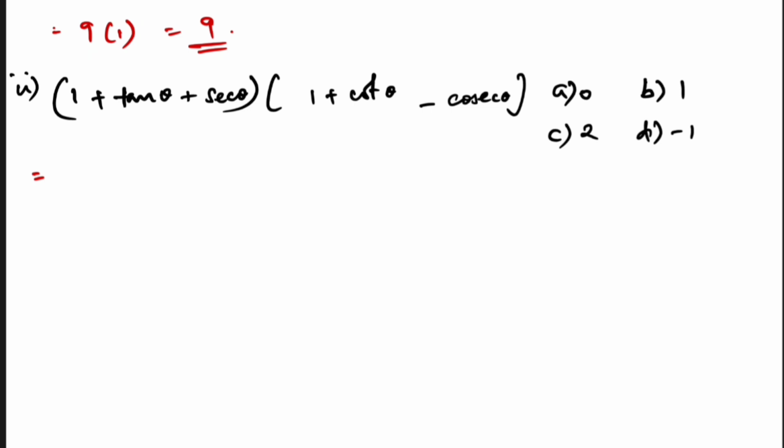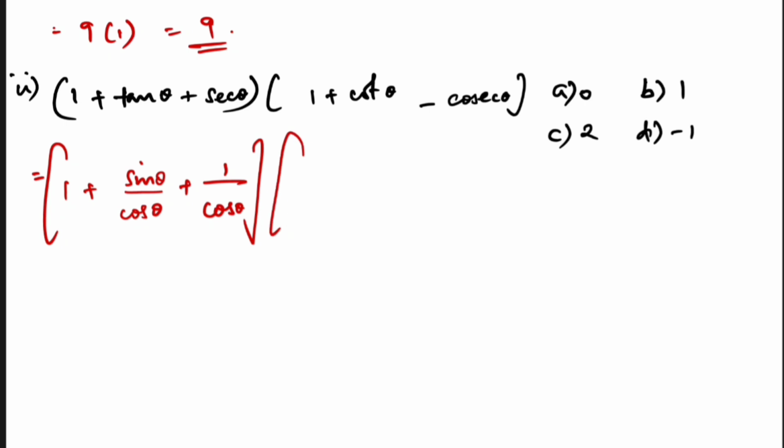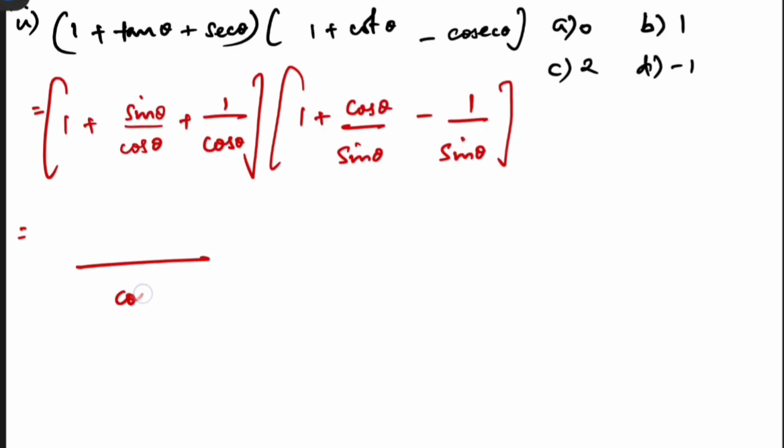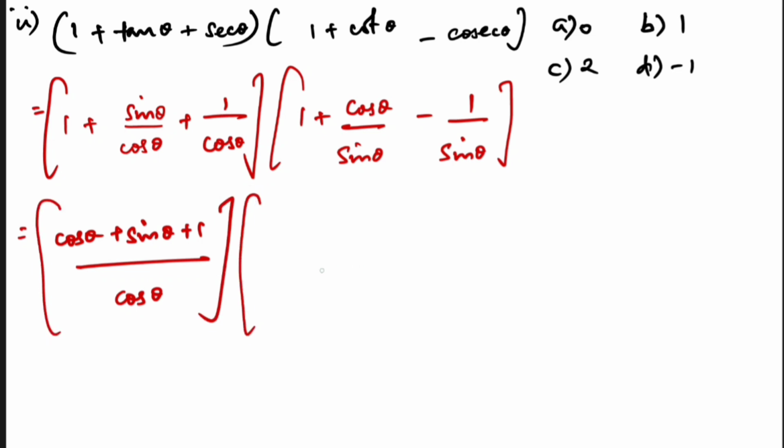Let us convert all the ratios to sine and cos. So tan theta can be written as sine theta by cos theta, and secant theta can be written as 1 by cos theta, into 1 plus cos theta by sine theta minus 1 by sine theta. Now taking cos theta as the common denominator, we get cos theta plus sine theta plus 1. Here taking sine theta as the common denominator, we get sine theta plus cos theta minus 1.